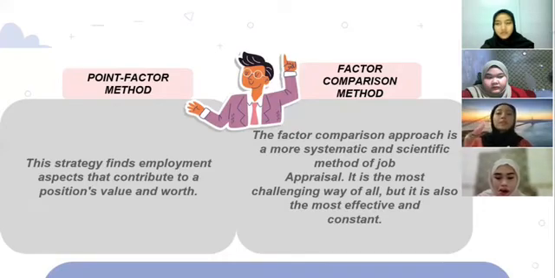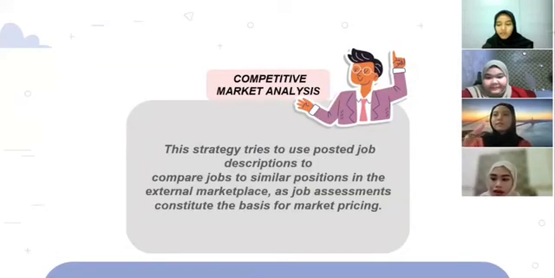The chosen positions must be represented in as many different departments as possible. That's all from me. Thank you. I will pass to Azira. Now I will pass to Sophia to explain the next method.